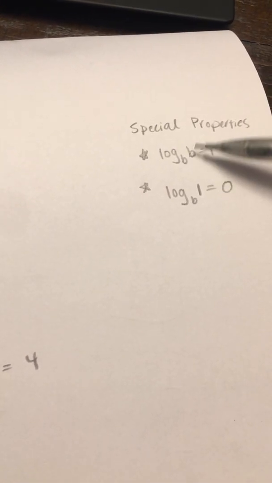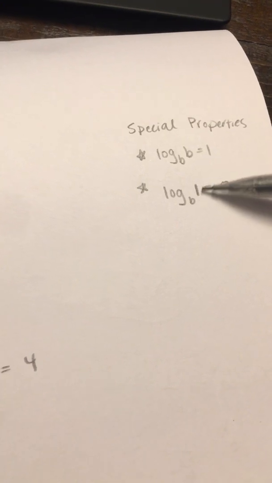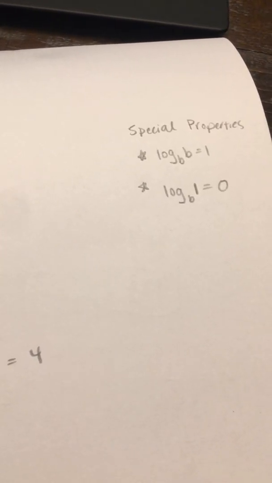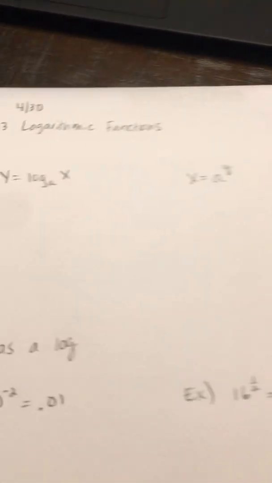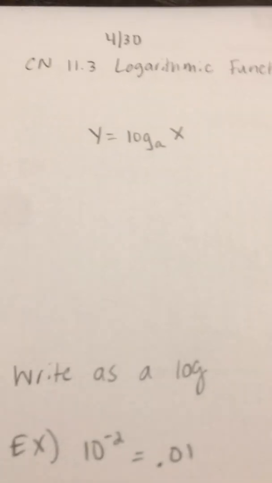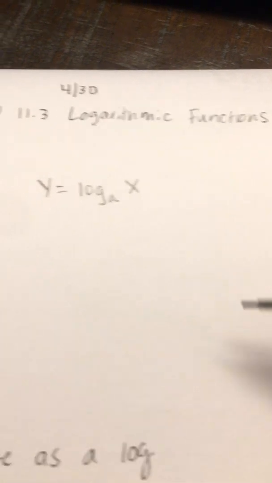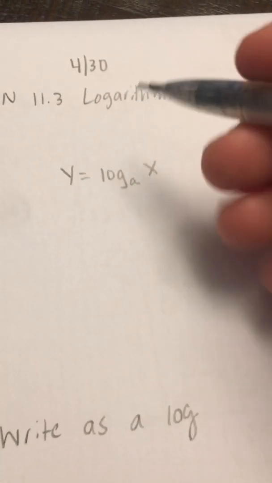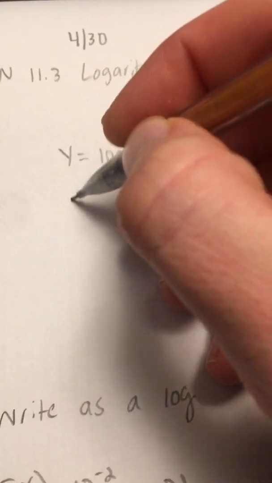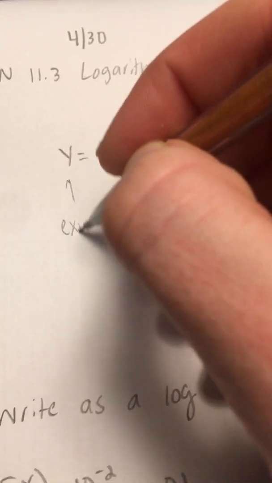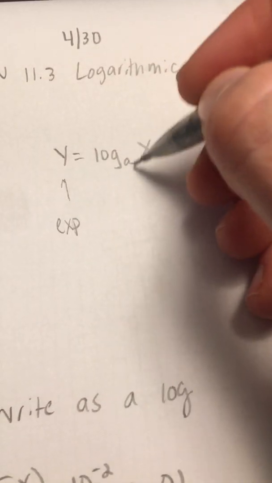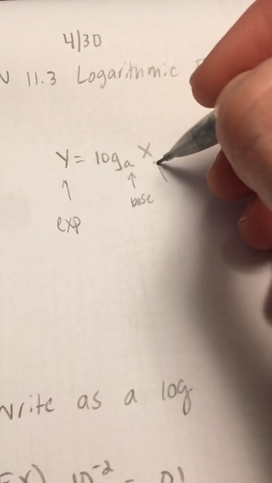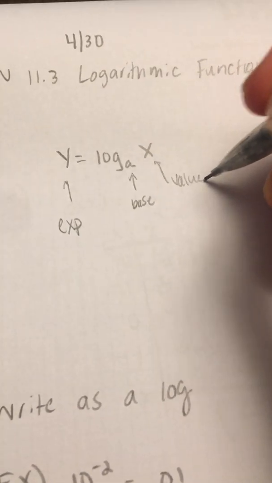If these are the same, the entire log becomes a 1. If this is a 1 and this is any other number, the entire log becomes a 0. And then you don't even have to switch forms for those. One thing I want to stress is, yes, in the notes it says this, and in the book it'll say this. But I like to think of this as whatever is here is the exponent. Whatever is here is your base. And whatever is here is the value.